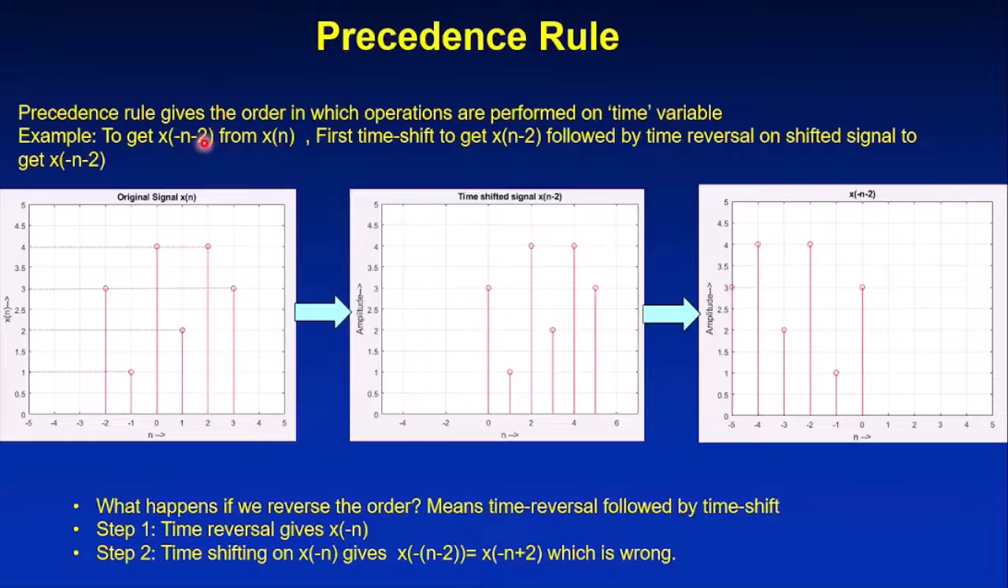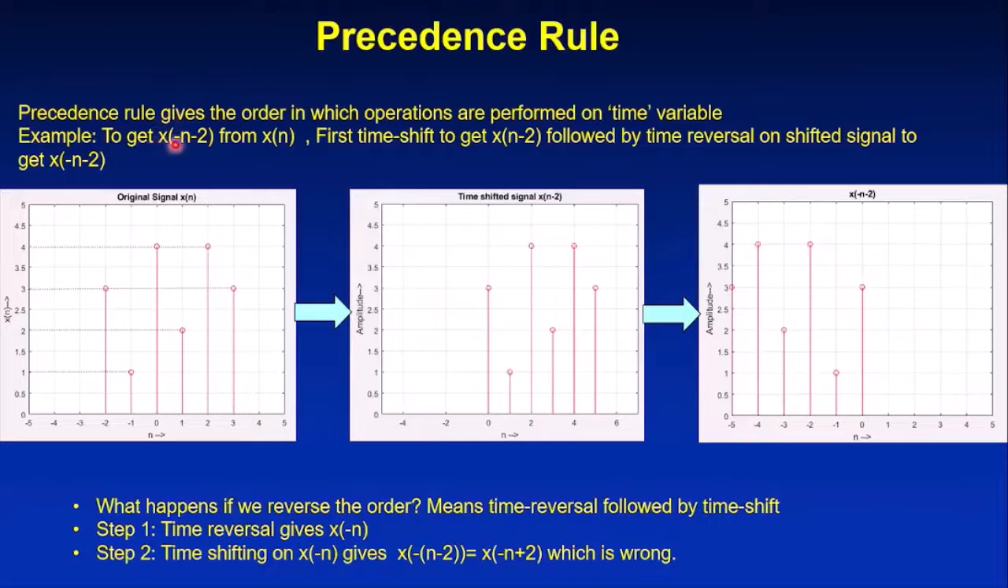Now, which one is to be performed first? That is very important. You cannot reverse the order. We can't perform both operations at the same time, so you need to have an order of preference. Here comes the precedence rule, which says that first you always need to perform time shifting, and after time shifting you can perform time reversal or time scaling. Time scaling will not be discussed here; we'll discuss it separately. After performing time shifting, you can perform whichever you need, for example time reversal, or time scaling, etc.